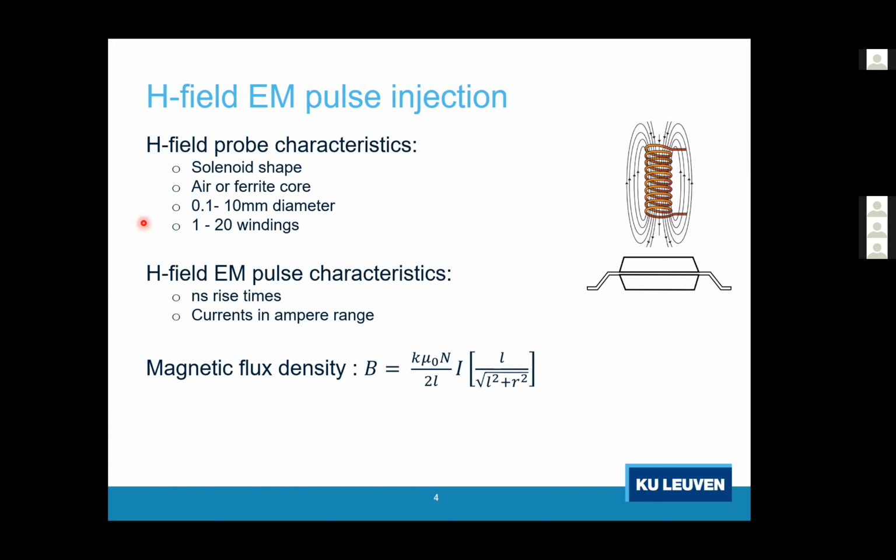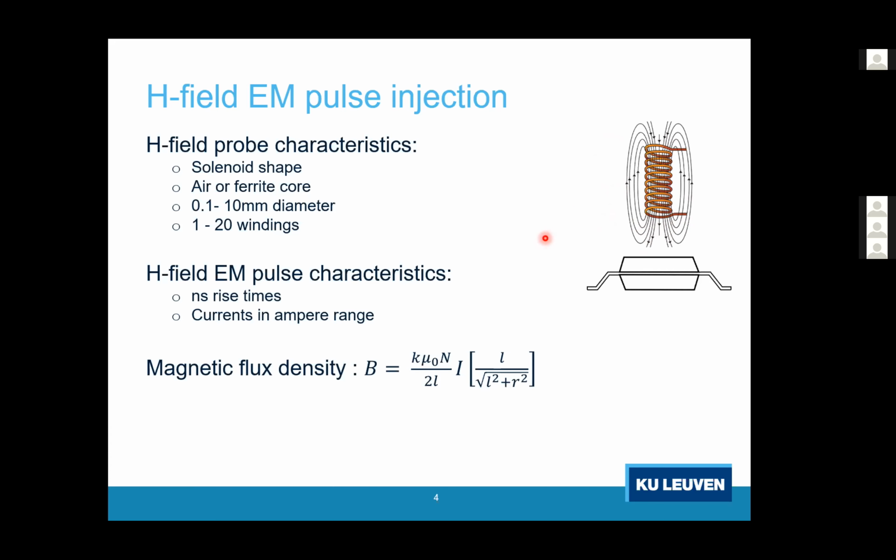So how do you build a magnetic field probe? They're usually shaped as a solenoid. Here on the top right, you can see the basic solenoid shape. You can play with the number of windings, with the diameter of the solenoid, and with the type of material that you put at the core. Some general parameters of the design space of these solenoids: you take a core which has a diameter of 100 micrometers up to even 10 millimeters, and you put 1 to 20 windings into your solenoid.